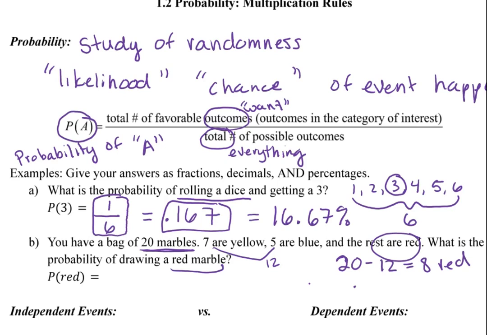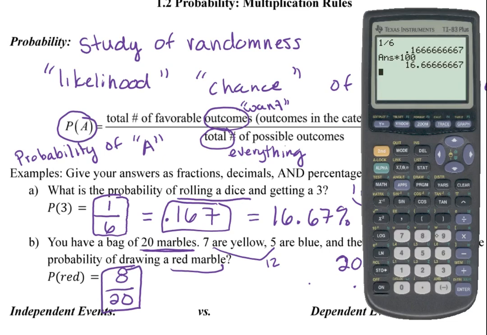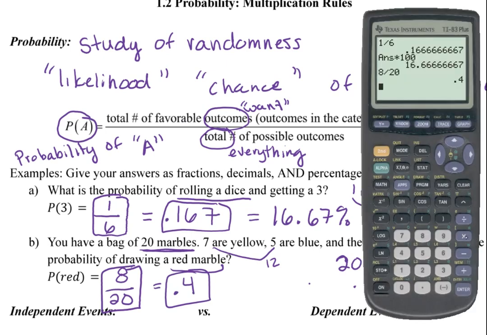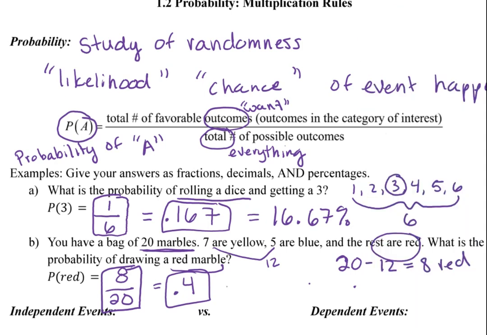So if I want to find the probability of drawing a red, I have 8 possible ones that I would like out of 20 total. And I don't particularly care if you reduce that fraction. I'm okay if you leave it like that. And then we grab our calculator and we go 8 divided by 20, and it gives us a decimal of 0.4. So I've got equals 0.4. That's another one. And then I'm going to find that percent by going to my calculator, taking that answer, and multiplying it by 100. And that gives me 40%.